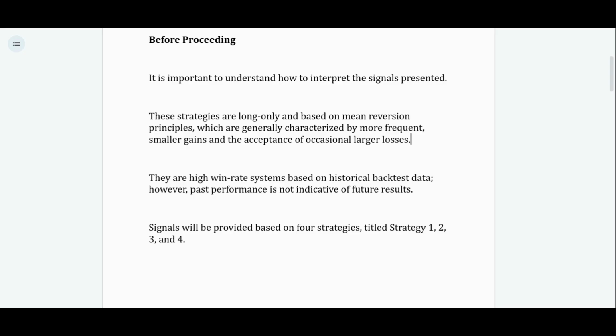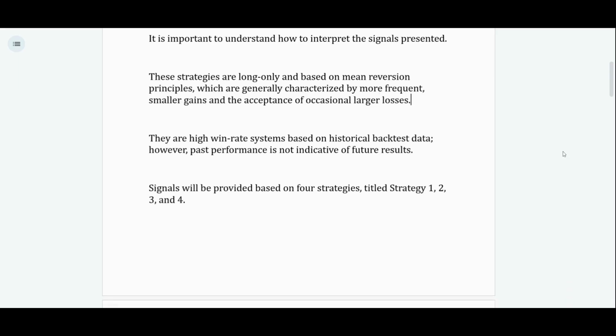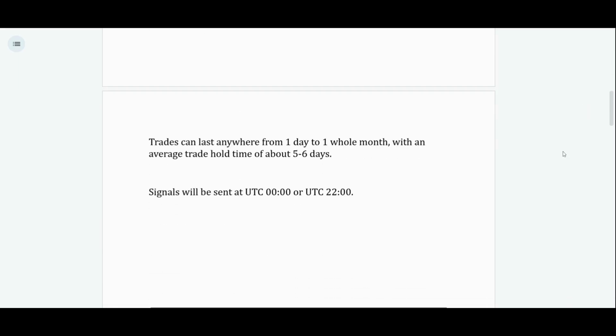Signals will be provided based on 4 strategies titled Strategy 1, 2, 3, and 4. Trades can last anywhere from 1 day to 1 whole month, with an average trade hold time of about 5 to 6 days.